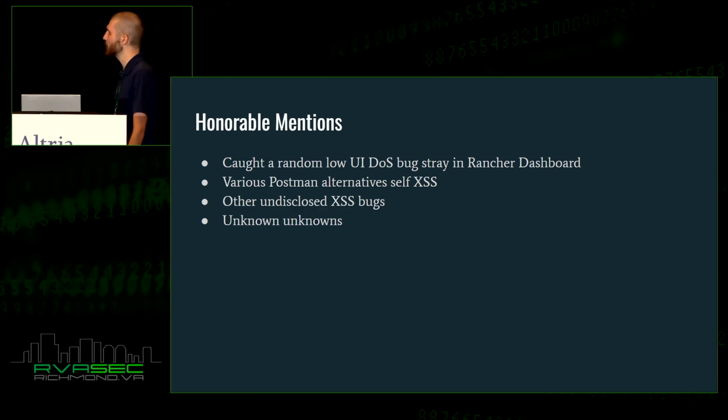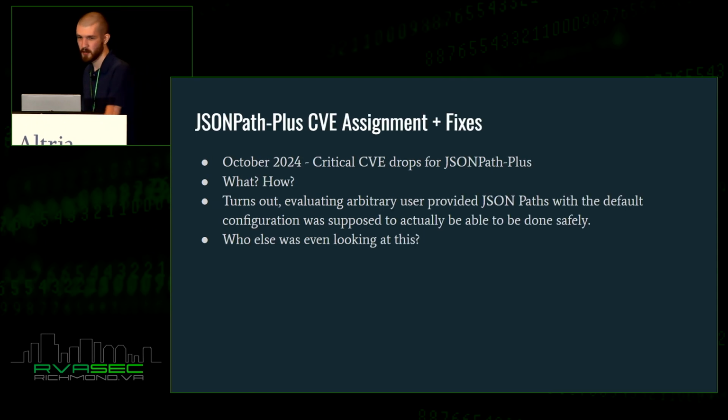I looked at a couple Postman alternatives. If you're familiar with Postman, it's like an API client. You can build specs and stuff. A lot of them offer JSON path parsing. Some other undisclosed XSS bugs, as well as some unknown unknowns. I'm sure I'll continue to find things in the closed source space that use these.